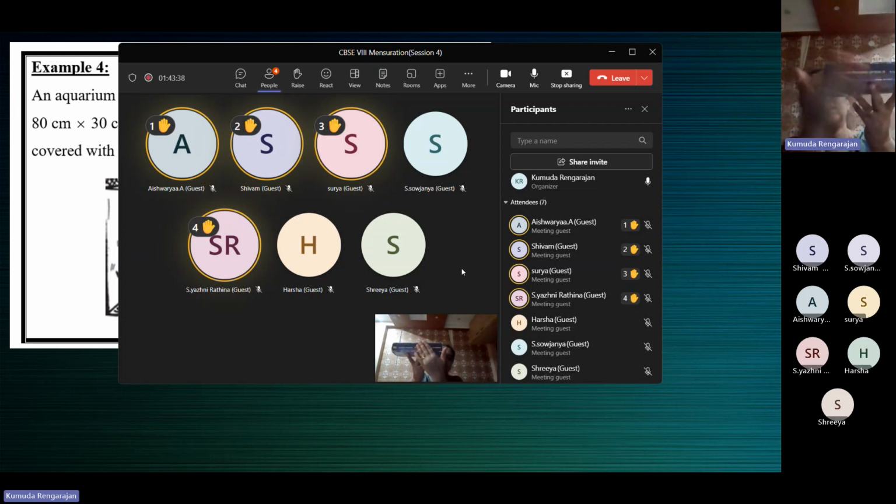And the front and the back faces are congruent. They're identical. The front face and the back face are identical. So the area of the back face also will be L into H.